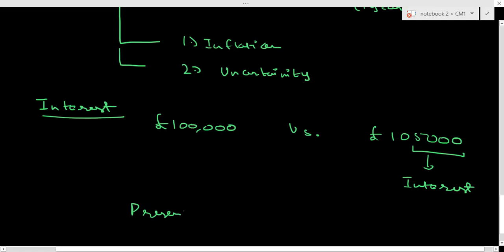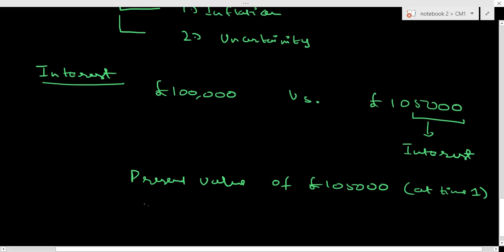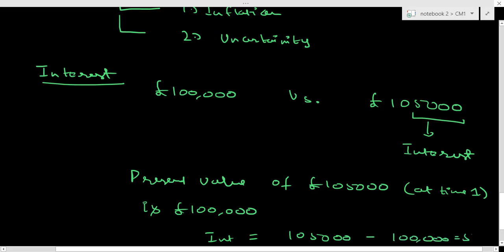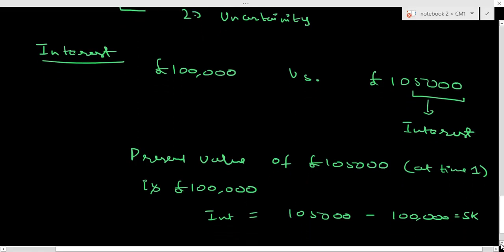And since we have seen that these two are both equivalent, we can say that the present value of 105,000 pounds 1 year down the line, that is, I'll write at time 1. Time 1 means 1 year down the line, is 100,000 pounds. Therefore, the difference between the two is the interest. So interest is 105,000 pounds minus 100,000 pounds. That is 5,000 pounds is your interest.